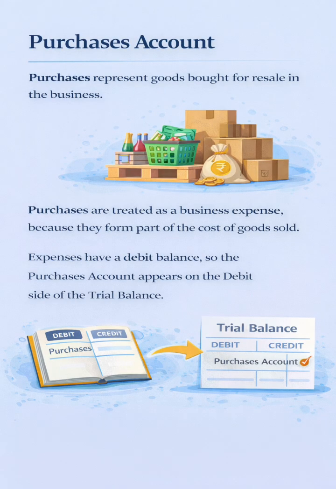Purchases account. Purchases represent goods bought for resale in the business. Purchases are treated as a business expense, because they form part of the cost of goods sold. Expenses have a debit balance, so the purchases account appears on the debit side of the trial balance.